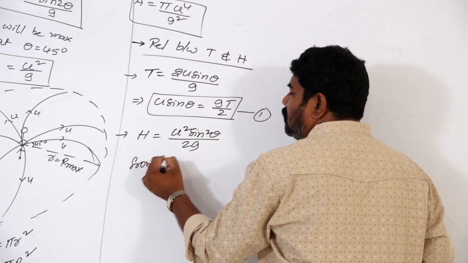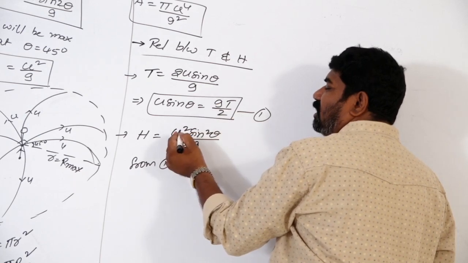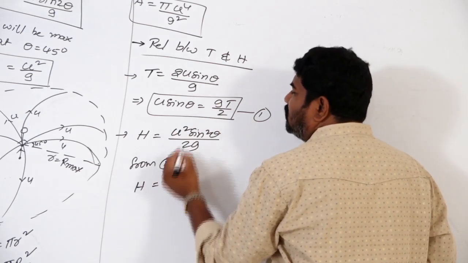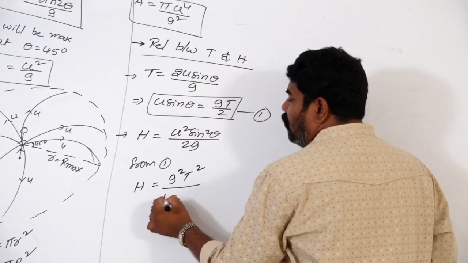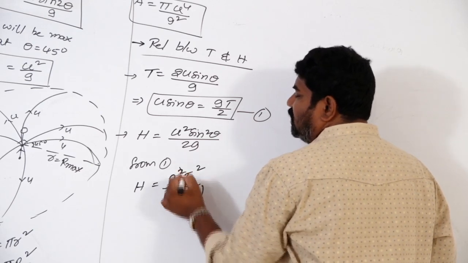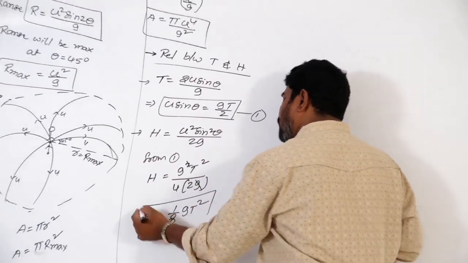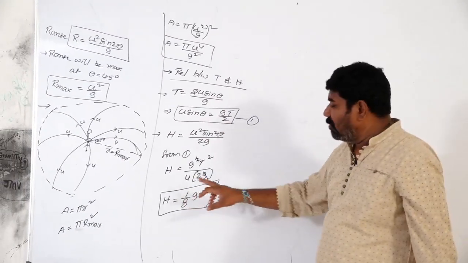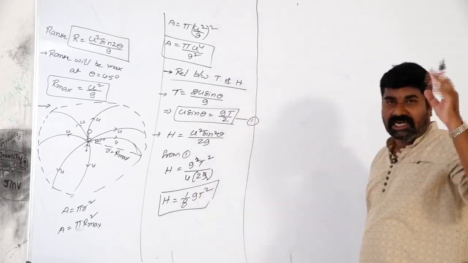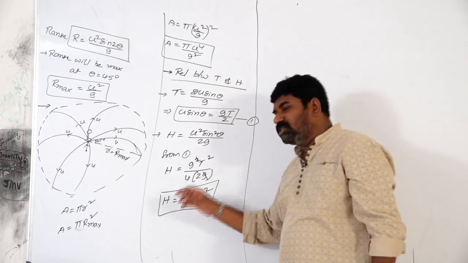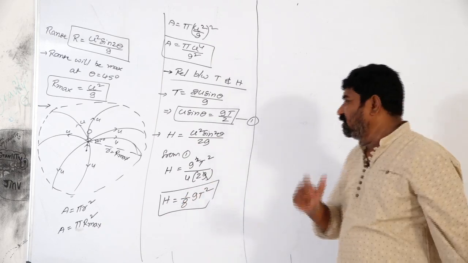From 1, u sin θ = gt by 2. So H = (u sin θ)² by 2g = g²t² by 4 by 2g. The g and g cancel. H = 1/8 gt². This is the relation between the maximum height and time of flight. This formula is also the same for a vertically projected body. In the case of a vertically projected body also, maximum height is equal to 1/8 gt².